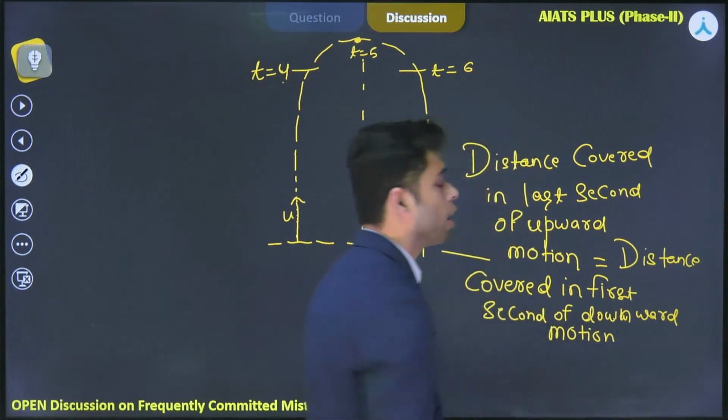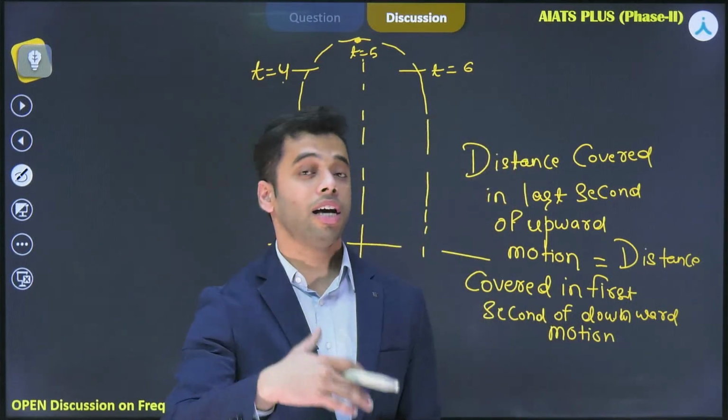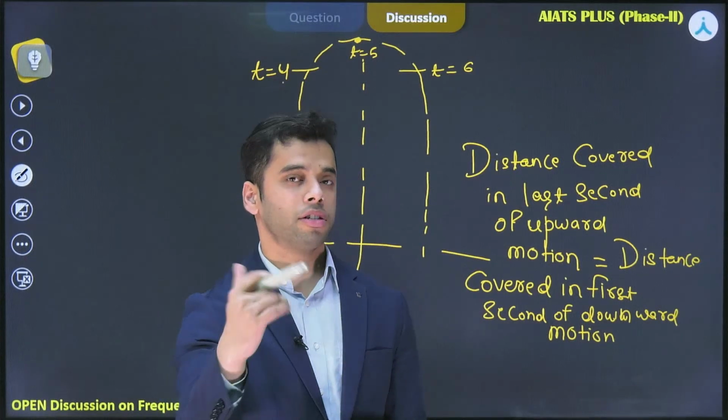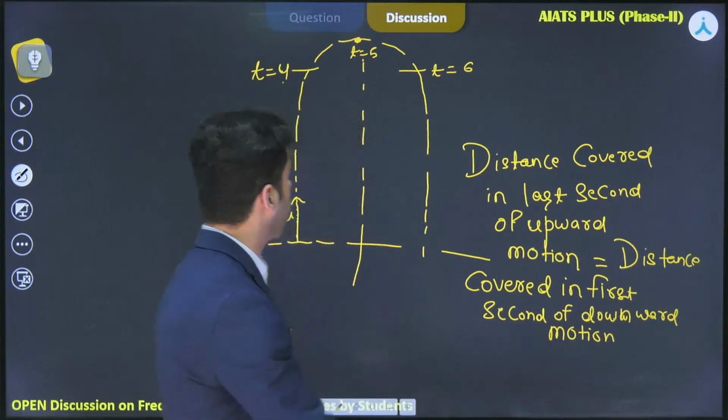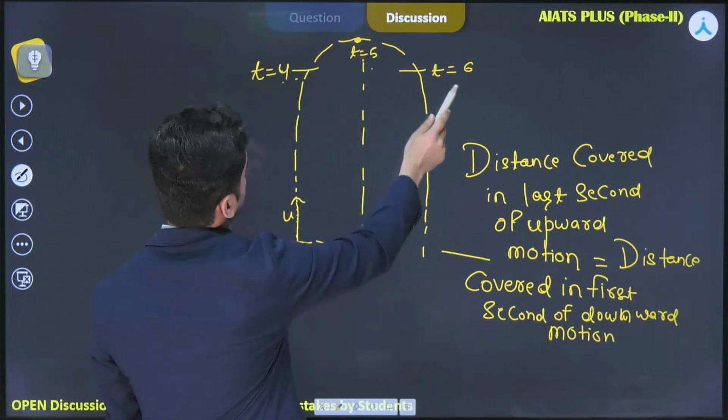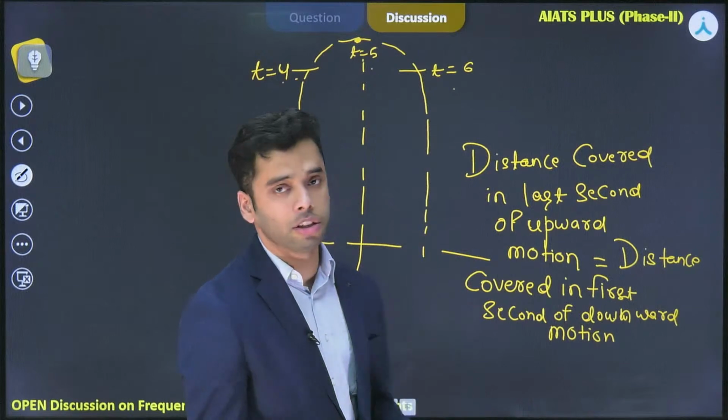So this is the concept that we are going to utilize. The distance covered in the last second of upward motion is going to be equal to the distance covered in the first second of downward motion. That's the concept I utilize to figure out that this should be t equal to 4, this should be t equal to 5, and this should be t equal to 6.